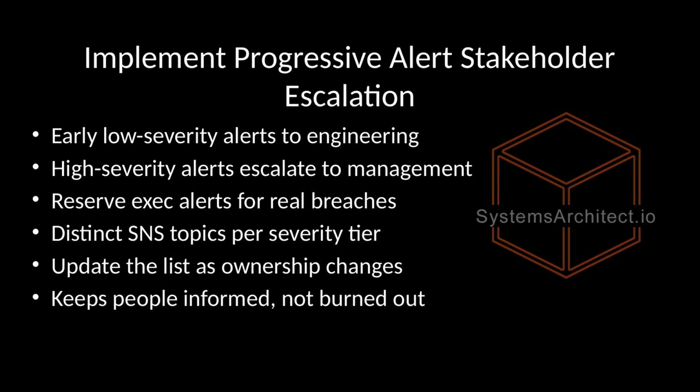7. Implement progressive alert stakeholder escalation. Send early, low severity alerts to the engineering team closest to the spend and escalate higher severity alerts to management. A minor alert going straight to a VP trains people to ignore budget notifications. Reserve executive alerts for thresholds that genuinely warrant attention.